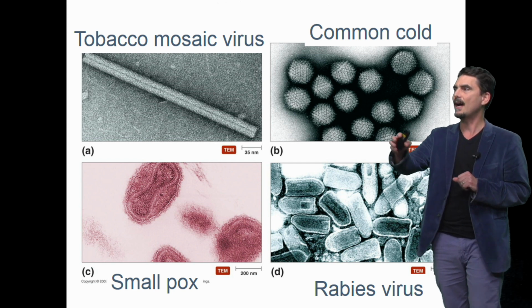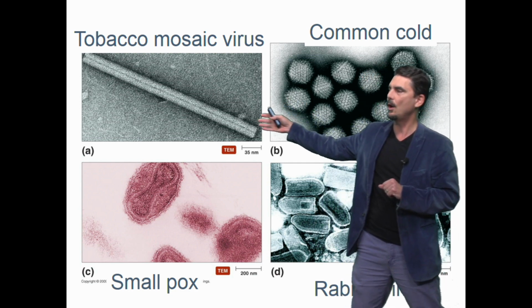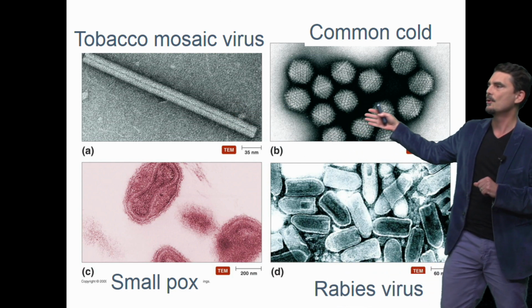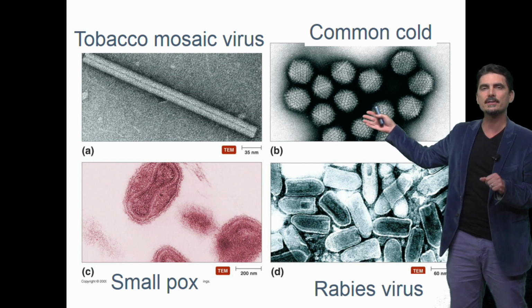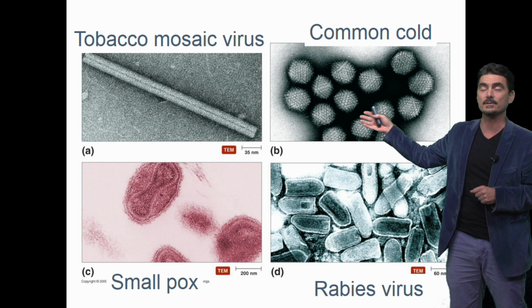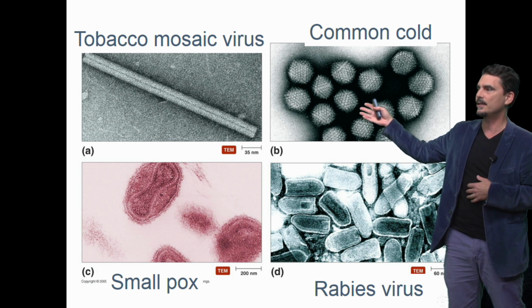And this is just to give a little appreciation for the different shapes and sizes. Tobacco mosaic virus, which infects tobacco, is this long rod, and that long rod is made up of a whole lot of proteins. Right here, common cold: there are over 400 viruses that can cause the common cold. This is one example of it, and these are little icosahedrals.